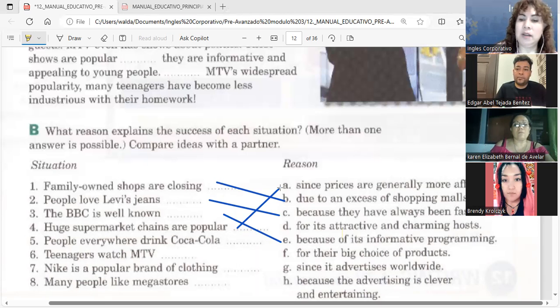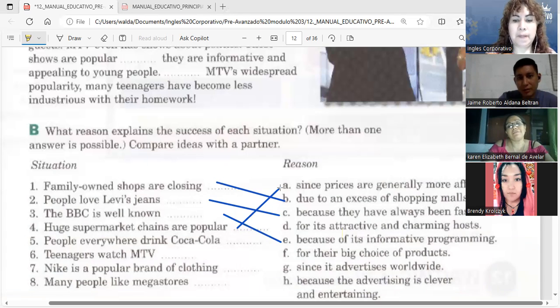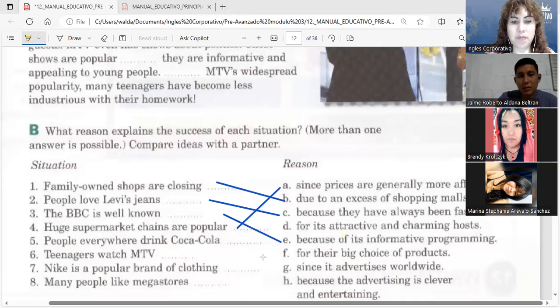People everywhere drink Coca-Cola. Letter G, for their big choice of products? No. Because the advertising is clever and entertaining? No. Letter G: people everywhere drink Coca-Cola since it advertises worldwide. Okay, because they're talking about everywhere, right? So all around the world, in other words.